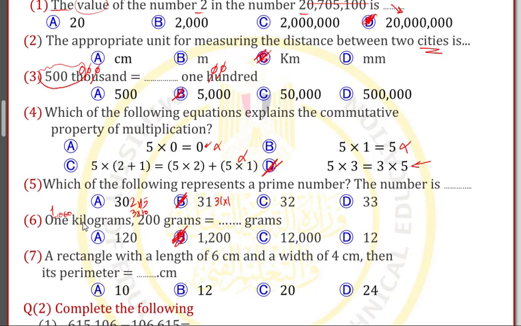Question number 7. A rectangle with a length of 6 centimeters and a width of 4 centimeters, find its perimeter. The perimeter is equal to length added to width, multiplied by 2. So the length here is 6 plus the width, which is 4. So 6 plus 4, times 2. 6 plus 4 is going to be 10. 10 times 2 is 20. So the answer is 20.